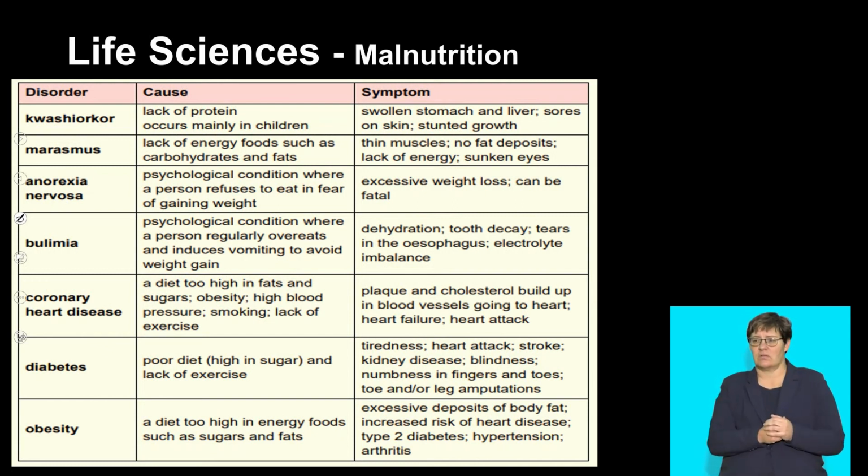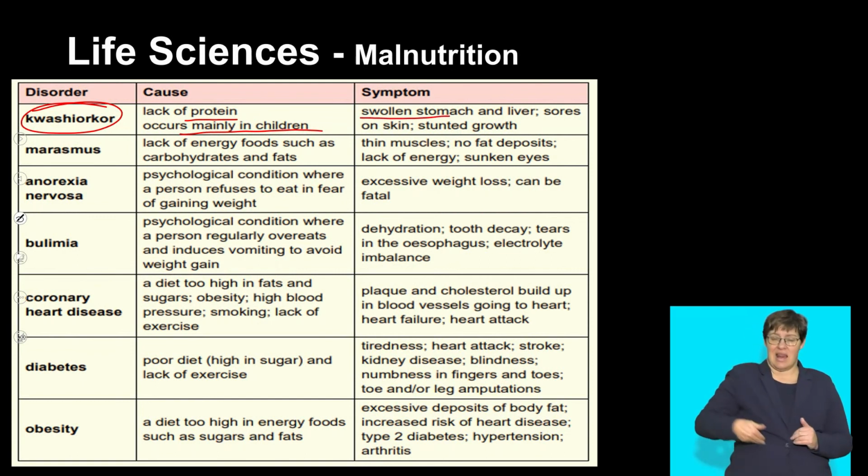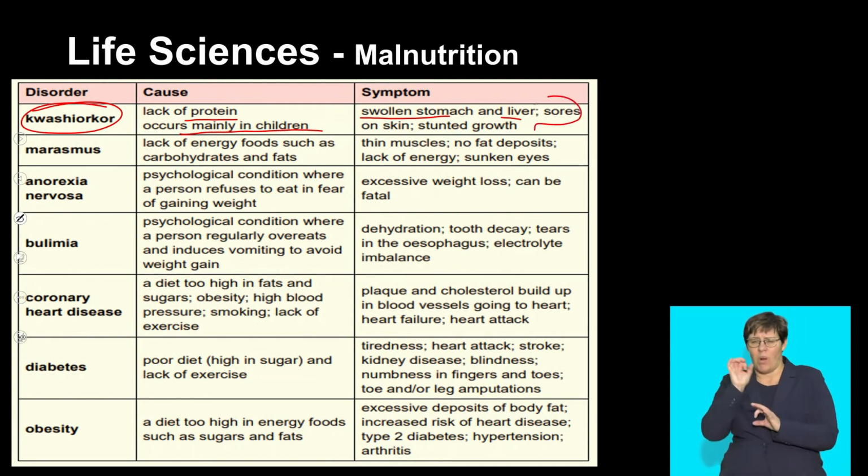A common one is called kwashiorkor, and this is a diet that lacks in protein, and it generally occurs in children. The symptom of that is that you have a swollen stomach and liver, the skin appears to present sores, and growth of these individuals is stunted.